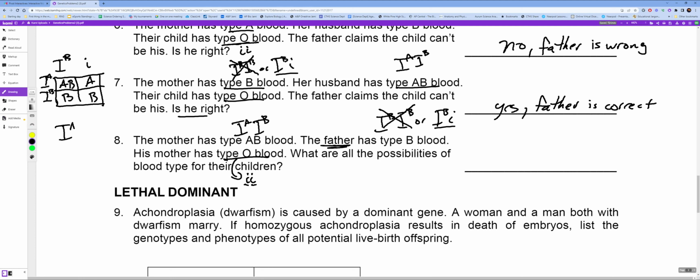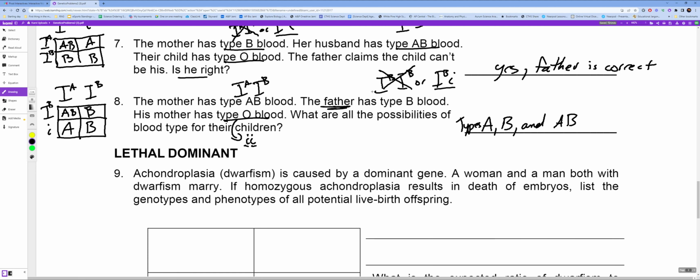Let's put those on a square over here real quick. IB, little i. Okay. AB, B, A, and B. Possible blood types for children are types A, B, and AB. Okay. And that's it for those.